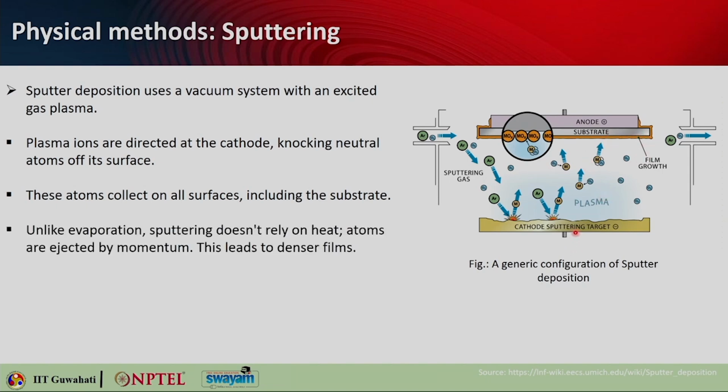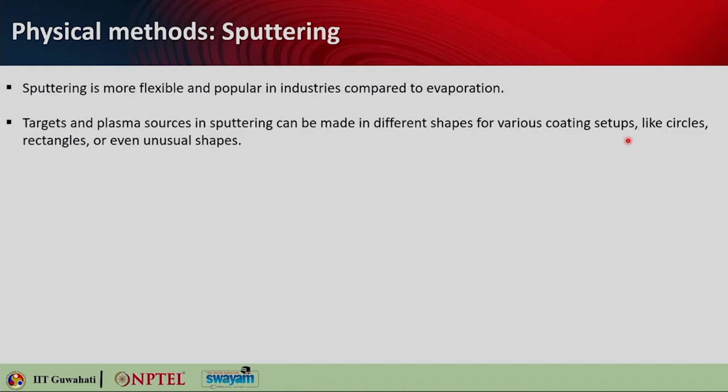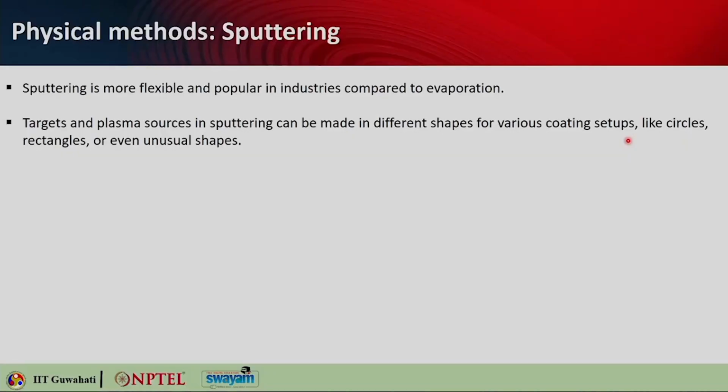Now, in this particular method, unlike evaporation, it does not depend on heating. So, what is the method of atoms coming out? The atoms are ejected by momentum. This leads to much denser films. There are also some benefits with sputtering because it is more flexible, and that is why it is popular in the industry compared to evaporation. Heating is not required and a high voltage requirement is not there, so it is pretty good.